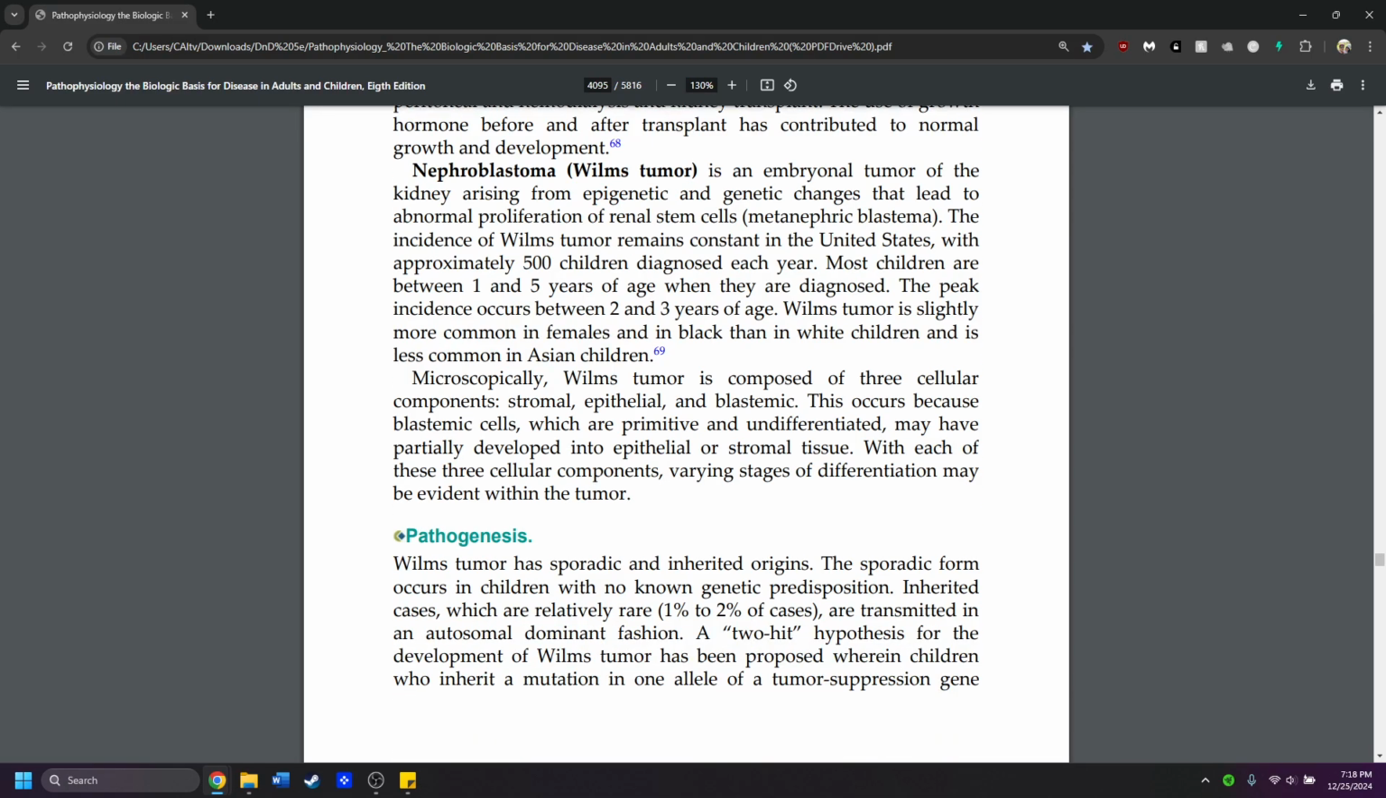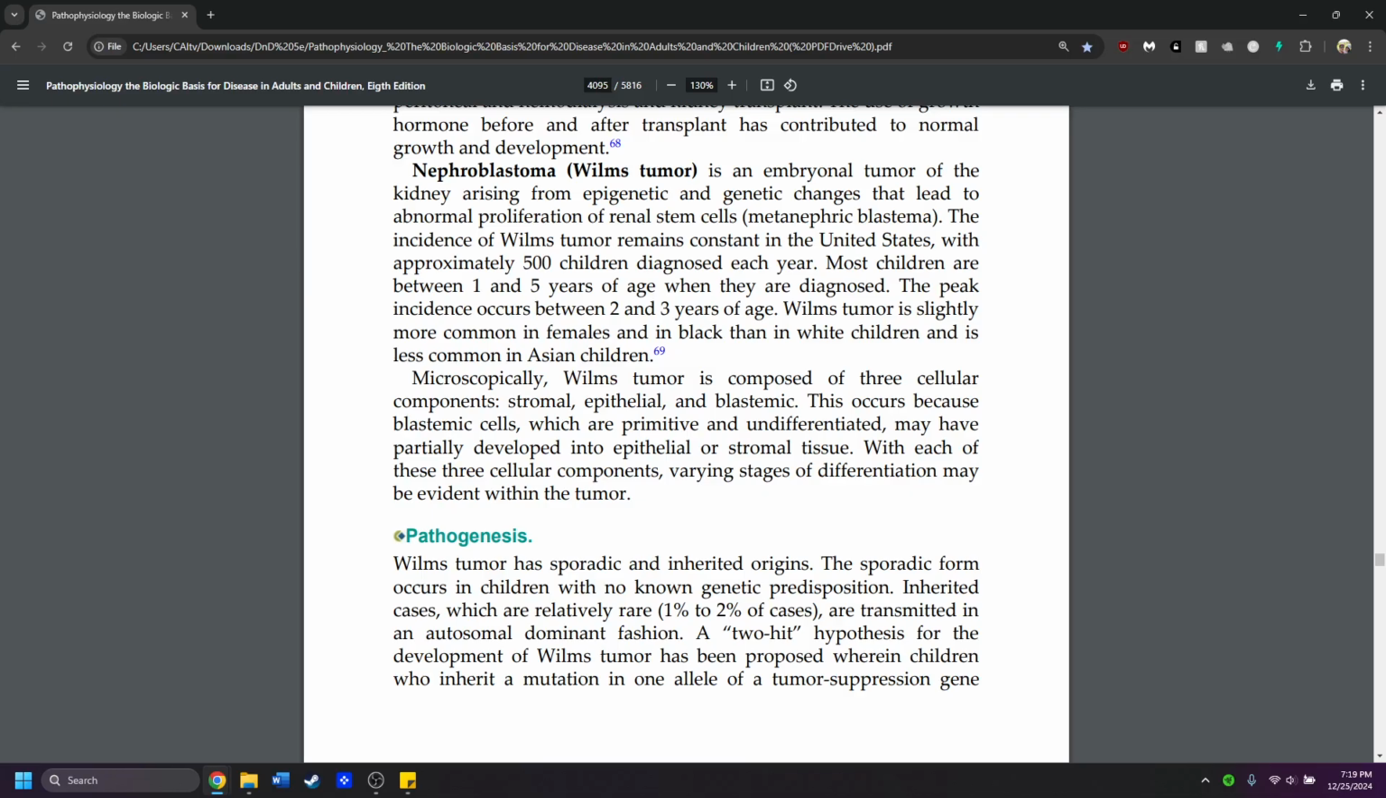Nephroblastoma, or Wilms tumor, is an embryonal tumor of the kidneys arising from epigenetic and genetic changes that lead to abnormal proliferation of renal stem cells. The incidence of Wilms tumors remains constant in the US, with approximately 500 children diagnosed each year. Most children are between 1 and 5 years of age when they are diagnosed. The peak incidence occurs between 2 and 3 years of age.